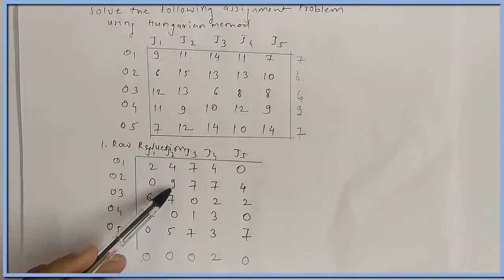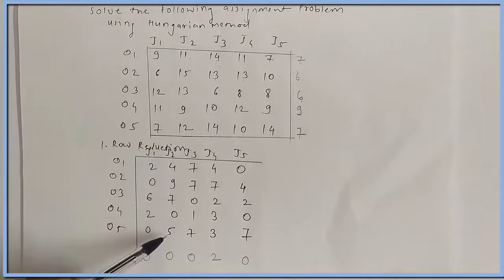4 minus 0, 9 minus 0, 7 minus 0, 0 minus 0 and 5 minus 0. Therefore, again we will get the same column because we have subtracted 0 from each element. In the third column also, the smallest element is 0. Therefore, again we will get the same column after row reduction.